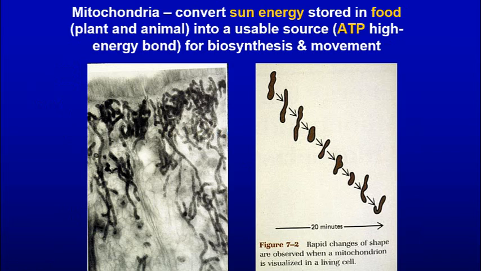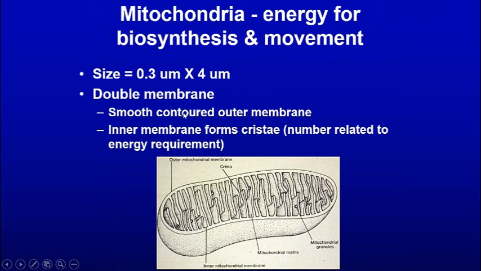Now we move to mitochondria. What mitochondria do is convert sun energy stored in food, the plants and animals we eat, into a usable source, ATP, a high energy bond, used for biosynthesis and movement. Here we see mitochondria over a period of time. They're not stagnant. They're always moving around inside the cell, and we see some quite long in this case. Mitochondria can vary in length, but you see the dimensions there for most of them.